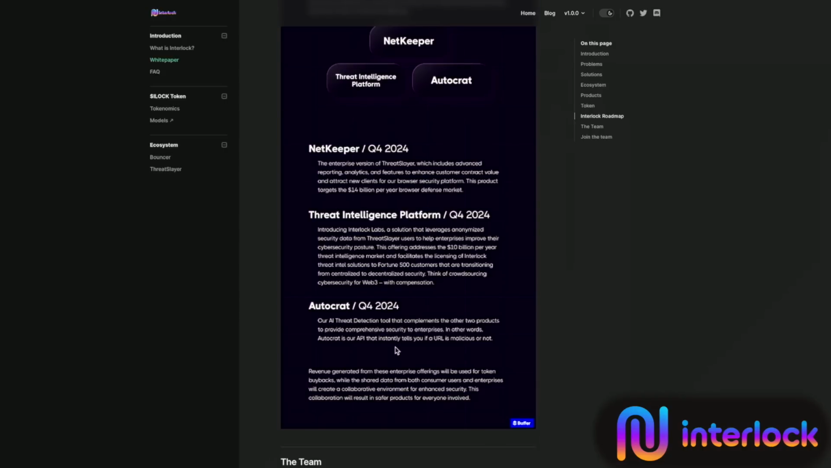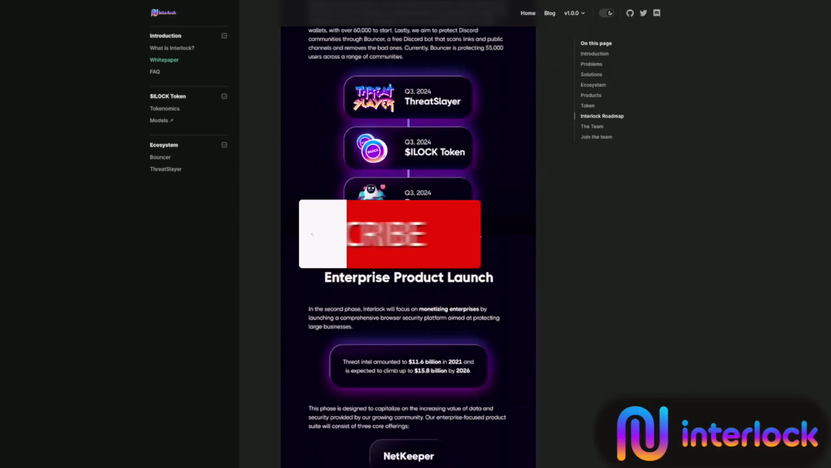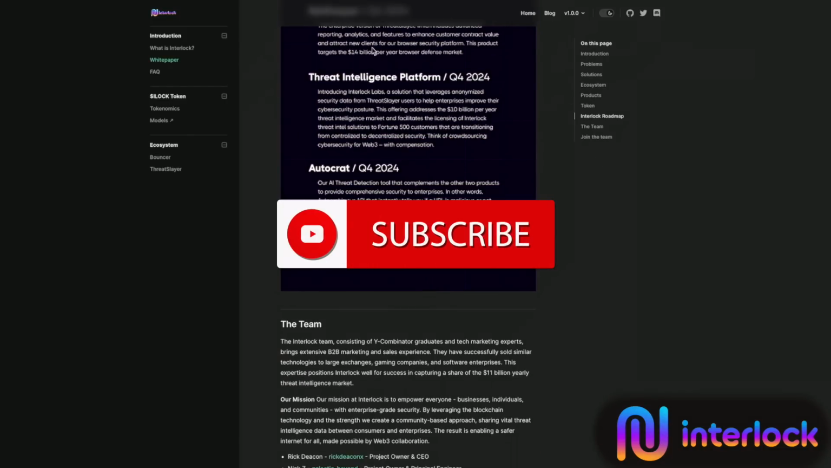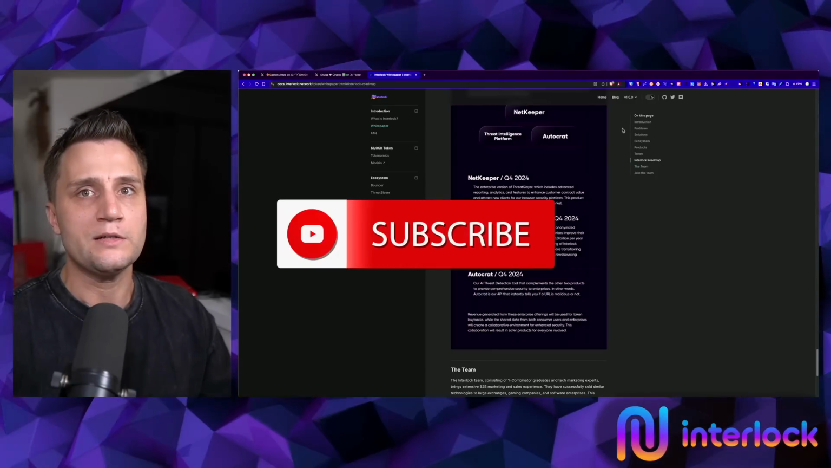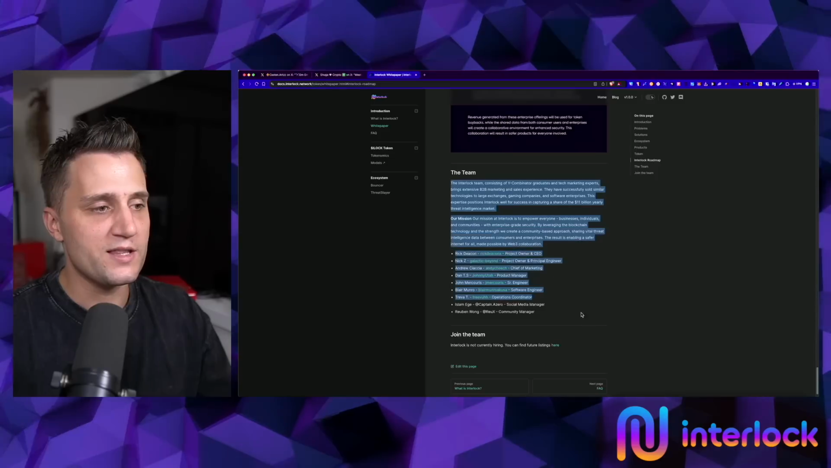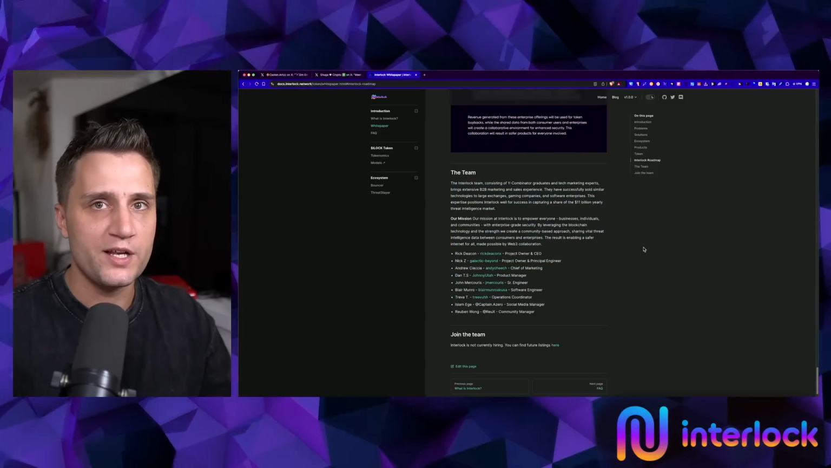I think that this might be pushed back a little bit further. I'm guessing they're going to have an updated roadmap with more fine details on when the releases are coming. And the team, you guys can read about the team. I'm not going to go into that because there's plenty of articles on that.